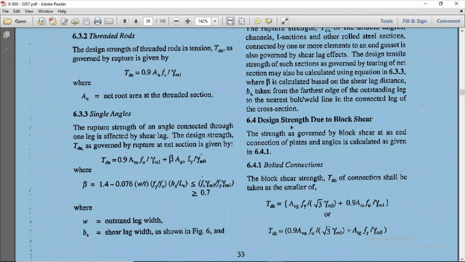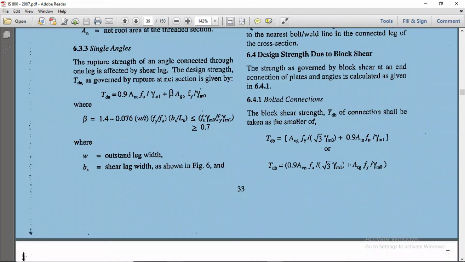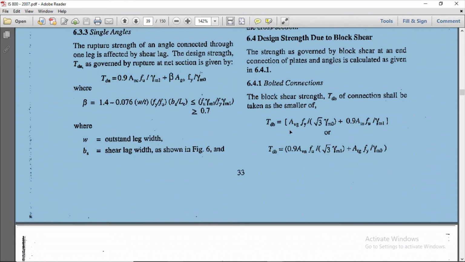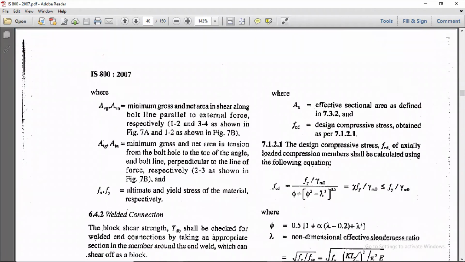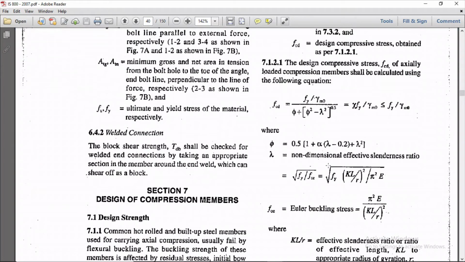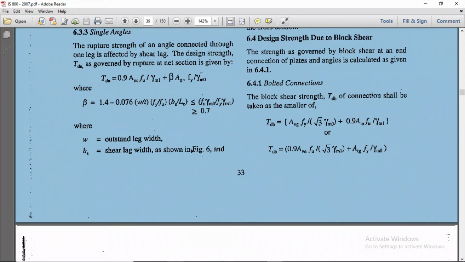Okay, clause number 6.4, strength due to block shear, right? So for bolted connection, the block shear strength Tdb of connection shall be taken as the smaller of Tdb1, which is this formula, and Tdb2. We are going to calculate the values of these two formulas and select the smallest value. And if you are using a welded connection, then check by taking the appropriate section in the member around the end weld, which can shear off as a block, right? So let us write down both these formulas first and then calculate the values.